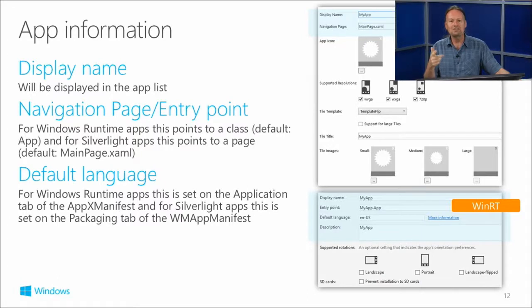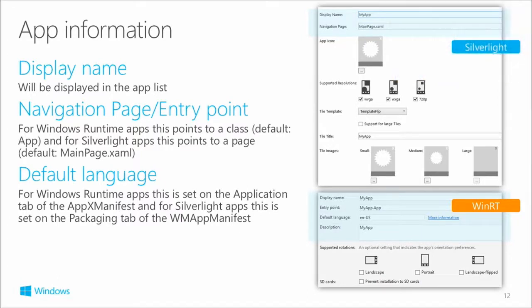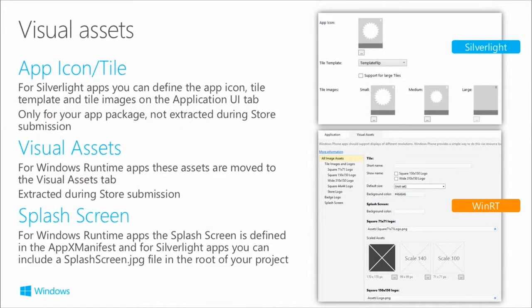The one at the top there, the Silverlight one, it's a bit different. The navigation page there actually is the initial XAML page, because in your app.xaml.cs in a Silverlight app, there's no explicit navigation to a page, so that's defined here. And you have to list all your visual assets in here. So you've got your app icon and tile, and there's different tabs. But essentially, both manifests, this information is recorded in different places, but it's still recorded through the app manifest.